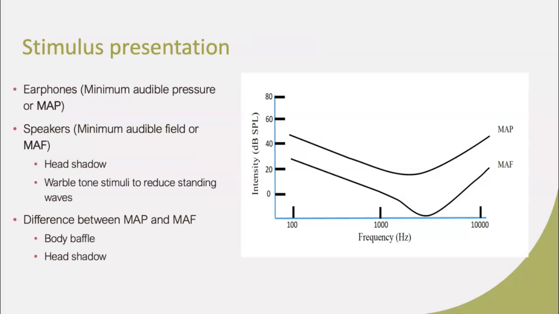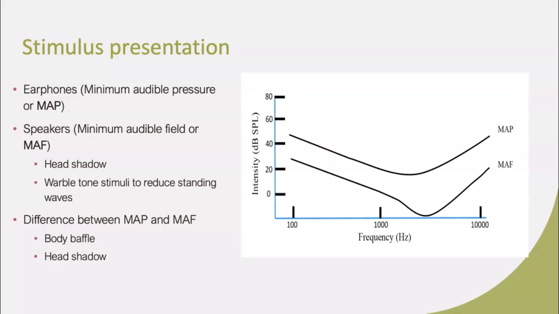Okay, so now we're going to talk about how the stimuli are presented. So in the chapter, it talks about the MAP curve and the MAF curve, and we talked a little bit about this early on in the semester. The MAP curve, or minimum audible pressure curve, is essentially where you present the signal through headphones or earphones, okay? And the MAF curve is where you present the sound through the sound field or speakers, okay?